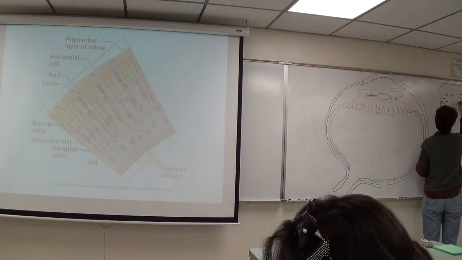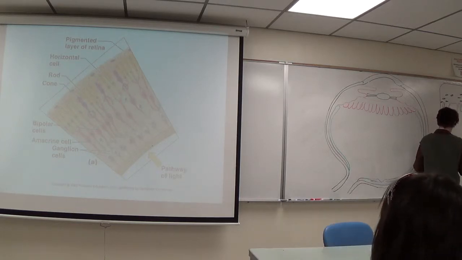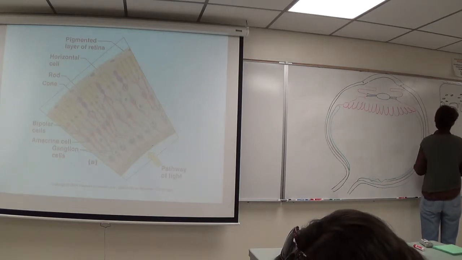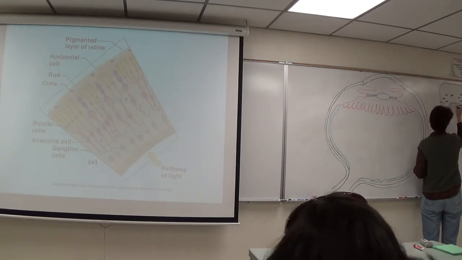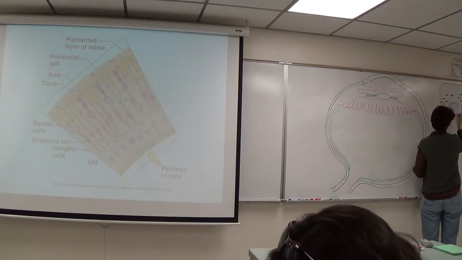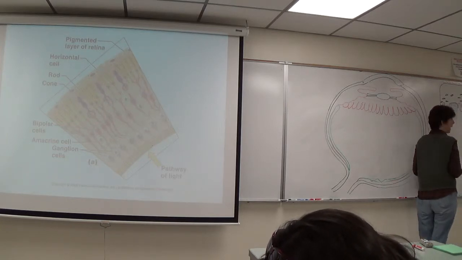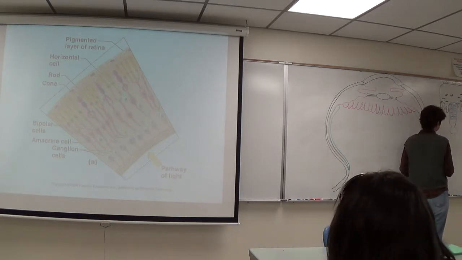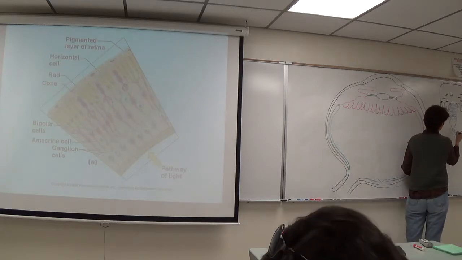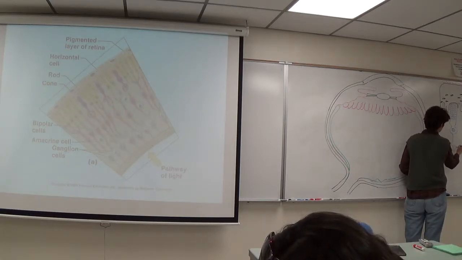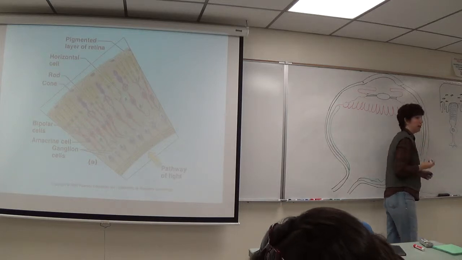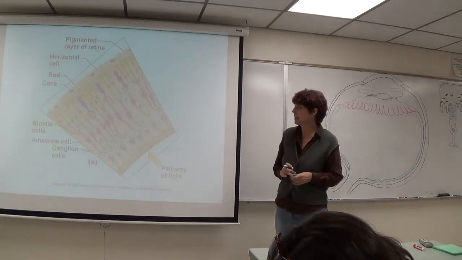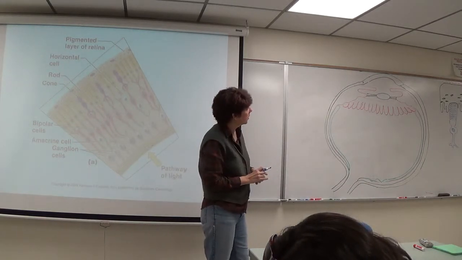And I'm going to draw in a rod. So instead of a kind of cone shape, it has a shape like this. And those have discs. We're going to talk about the discs in about half an hour. And nucleus. And then their axon terminal components. So this is the receptor.